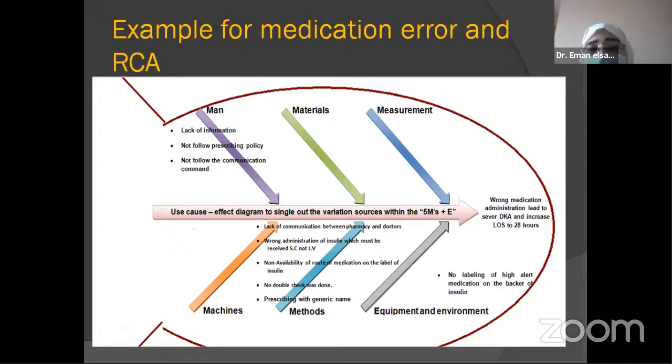After that we improve the process and prevent this error, and from the solution we give a lot of orientation and training to prevent errors and decrease this medication error from repeating again.